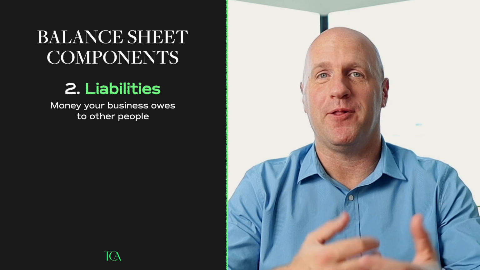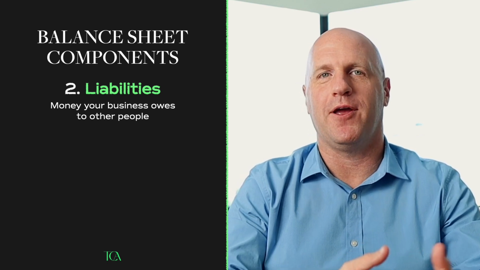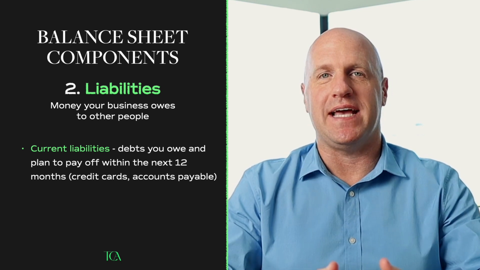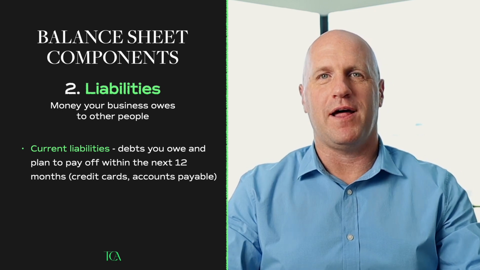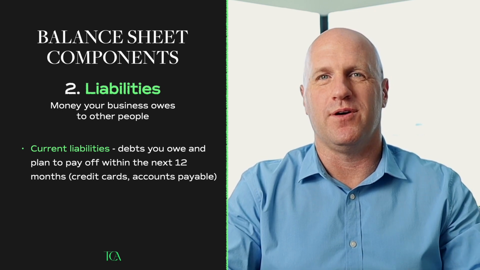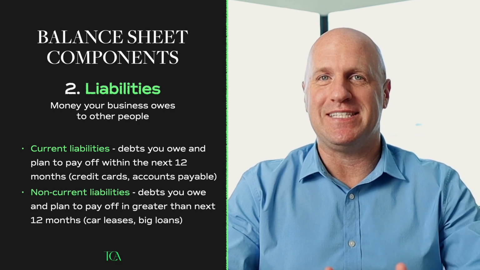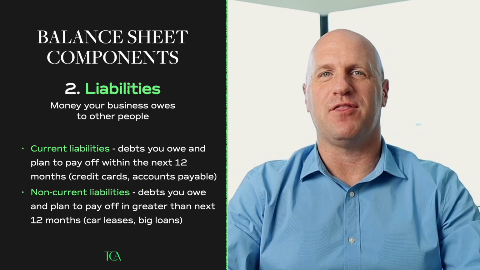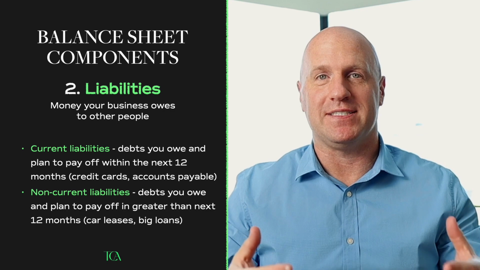That's it. Next, we have liabilities. Liabilities is money that you owe other people. And just like with assets, liabilities can be broken into two primary groups: current liabilities and non-current liabilities. Current liabilities are debts that you owe to other people that you plan to pay off within the next 12 months. Think about things like credit cards or accounts payable. Non-current liabilities are, you guessed it, debts that you owe other people that you plan to pay off in greater than 12 months. For that, think about things like car loans or car leases, or maybe a big loan you took out to buy a building.